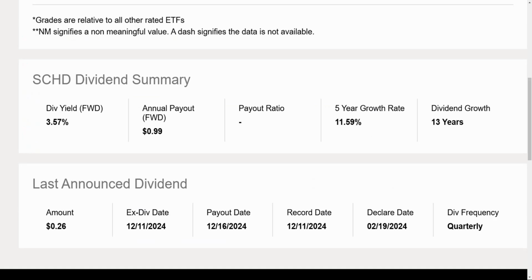Now, of course, dividend growth can be illustrated as a percentage. So SCHD, for example, grew its dividends by about 11.6% on average for the past 5 years. Now, that is great dividend growth, and that just goes to show how much a company can grow its dividends year over year. So every year on your money, you're going to be getting paid 11.6% more.